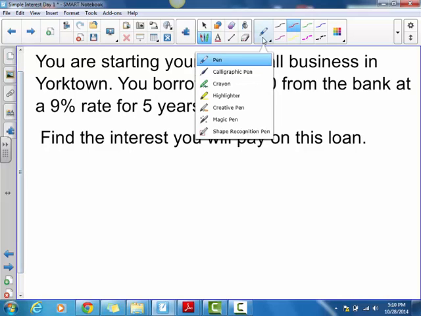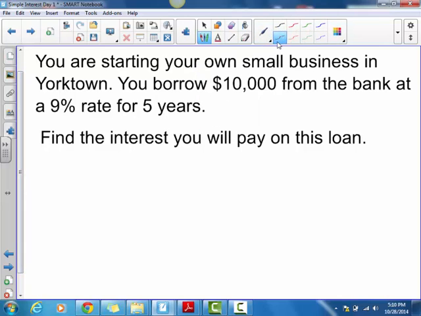You're starting your own small business in Yorktown. You borrow $10,000 from the bank at a 9% rate for 5 years. Find the interest. We're going to use I equals PRT. You borrow $10,000. P equals 10,000. Your rate is 9%. We need to turn that into a decimal.